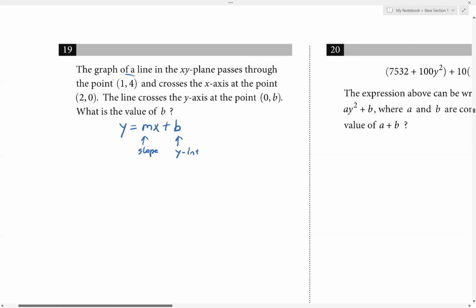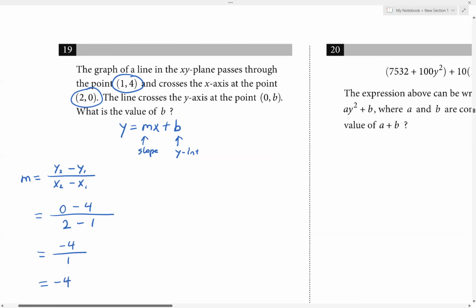To find the slope, we know these two points are on the line, (1, 4) and (2, 0). The slope is y2 minus y1 over x2 minus x1. That's the slope formula. Plugging in, we get 0 minus 4 on the top, and 2 minus 1 on the bottom. 0 minus 4 is negative 4, and 2 minus 1 is 1, so we get negative 4 over 1, which is just negative 4. So the slope of the line is negative 4.